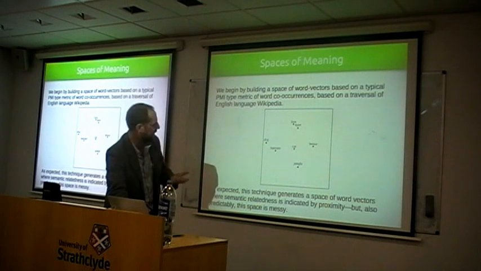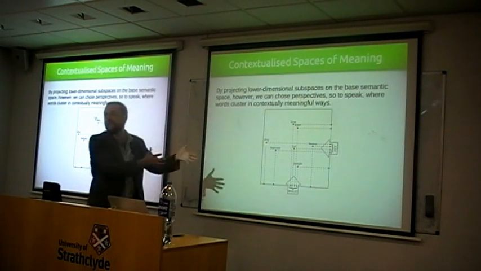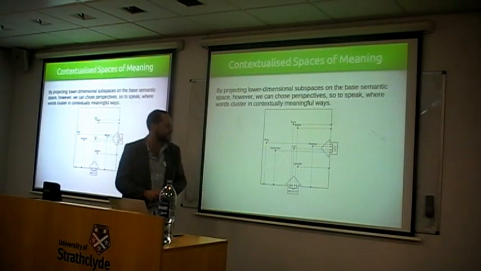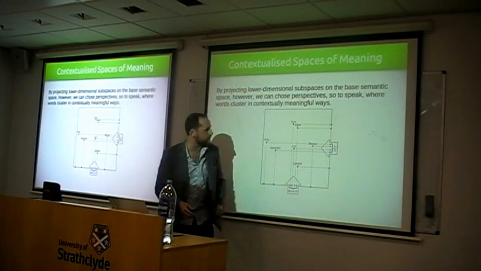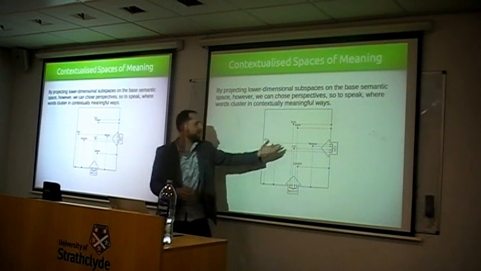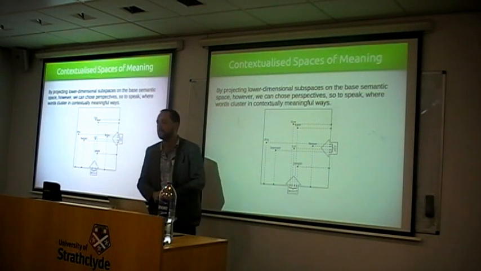Well, our idea is that we should be able to basically take perspectives on this type of space and discover that from this point of view, cats have to do with lions and tigers in jungles, whereas from this point of view, cats have to do with dogs and hamsters in houses.